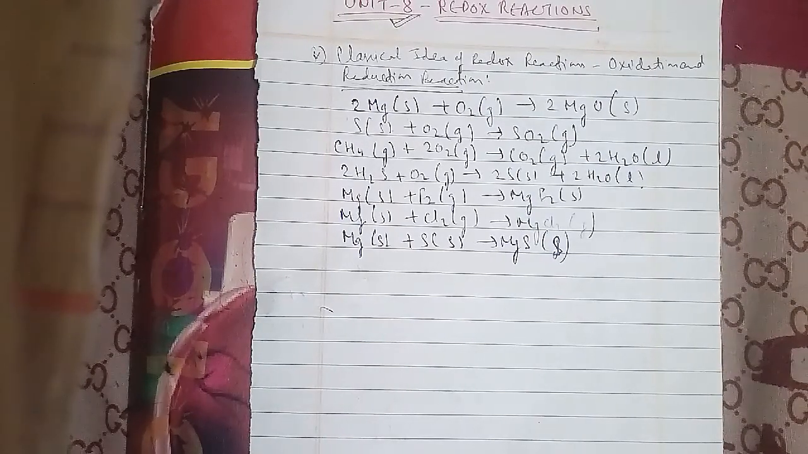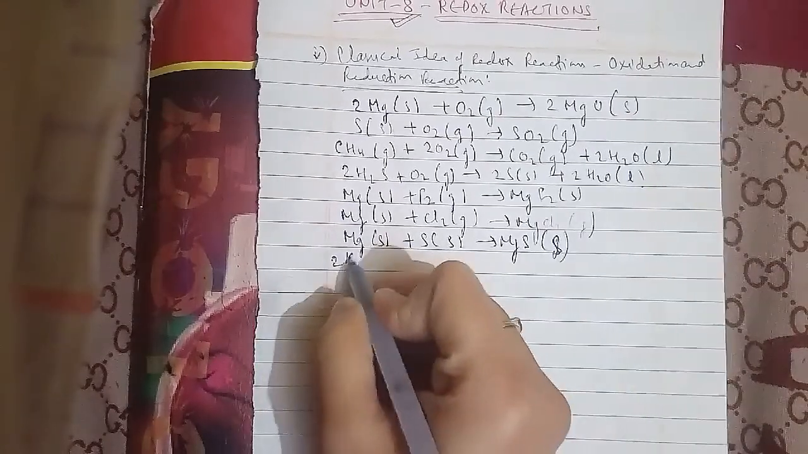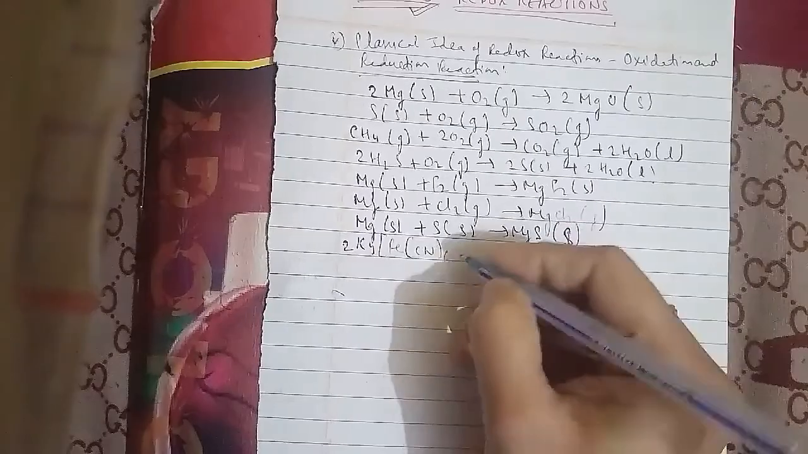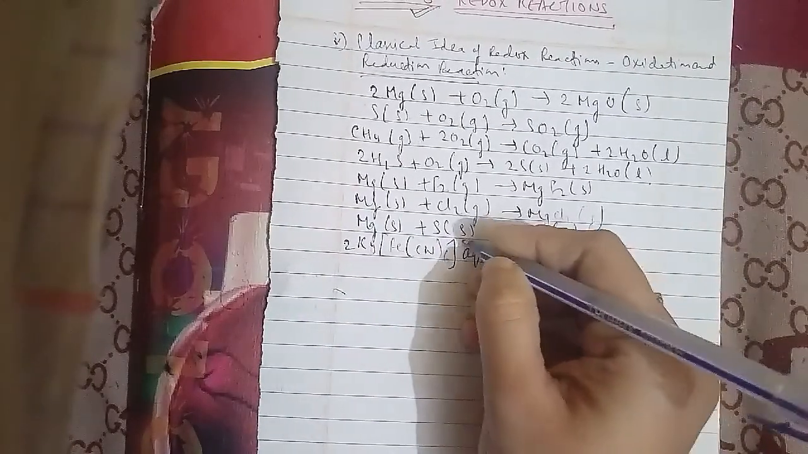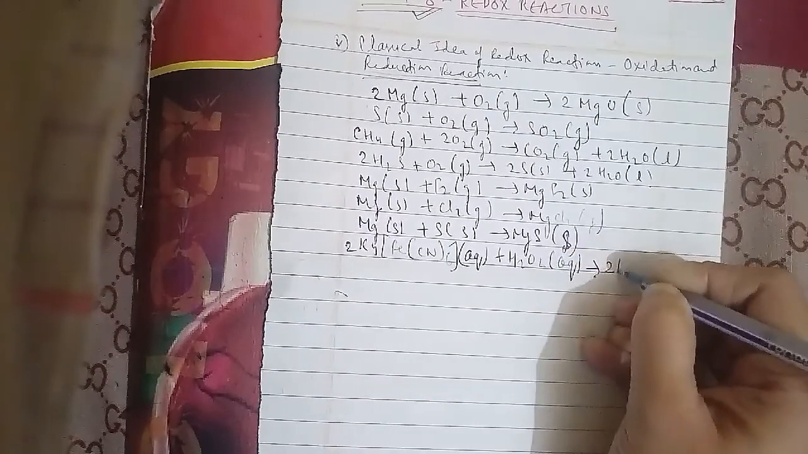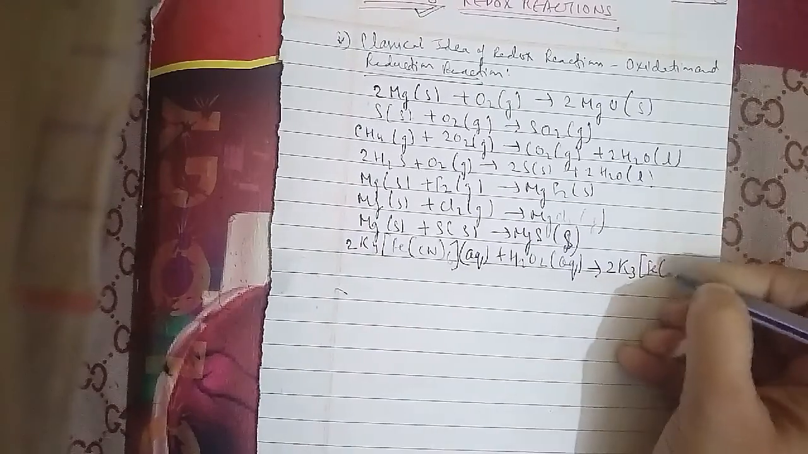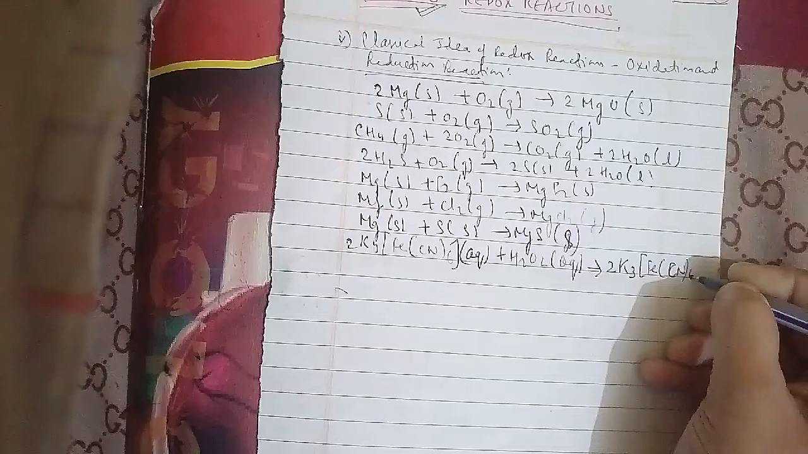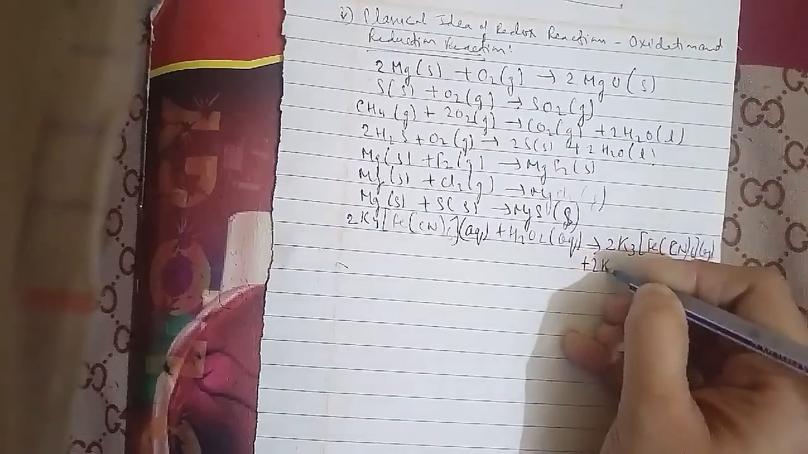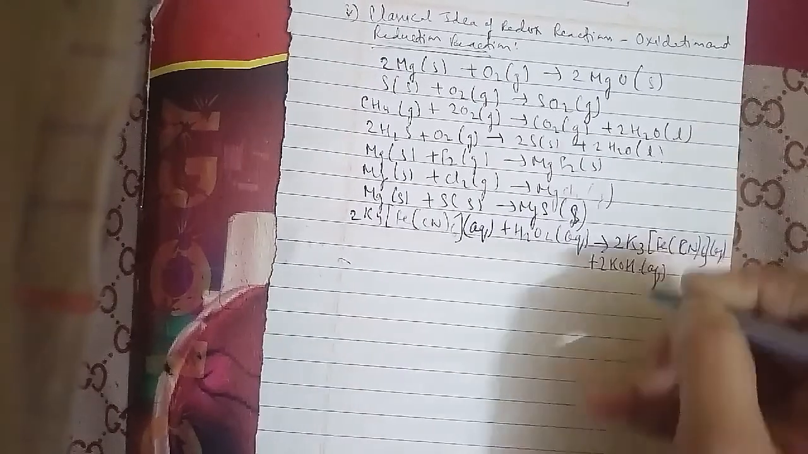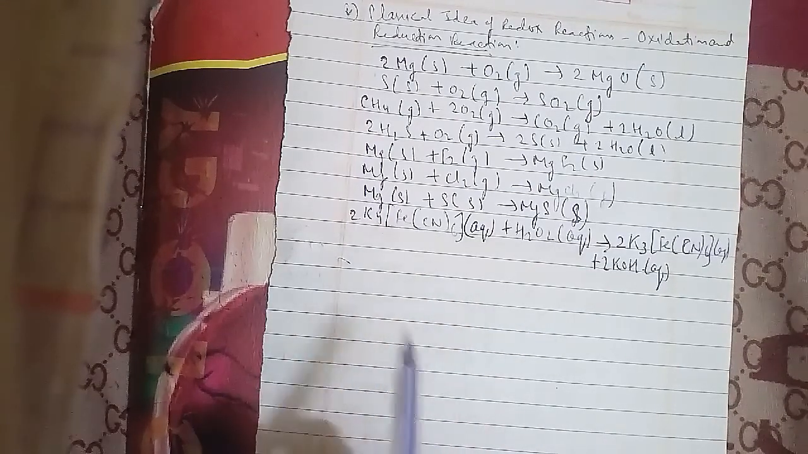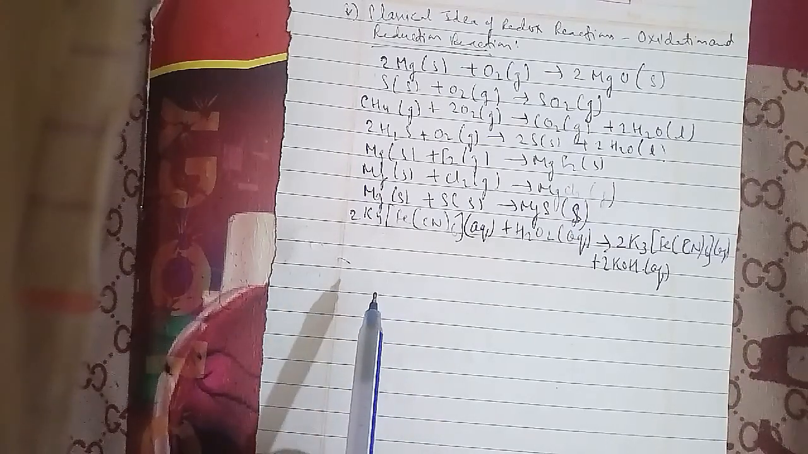So they form the reaction: K4[Fe(CN)6] aqueous plus H2O2 aqueous will give you 2K3[Fe(CN)6] aqueous plus 2KOH aqueous. Here this is interpreted as an oxidation due to the removal of the electropositive element potassium from potassium ferrocyanide, before it changes to potassium ferricyanide.